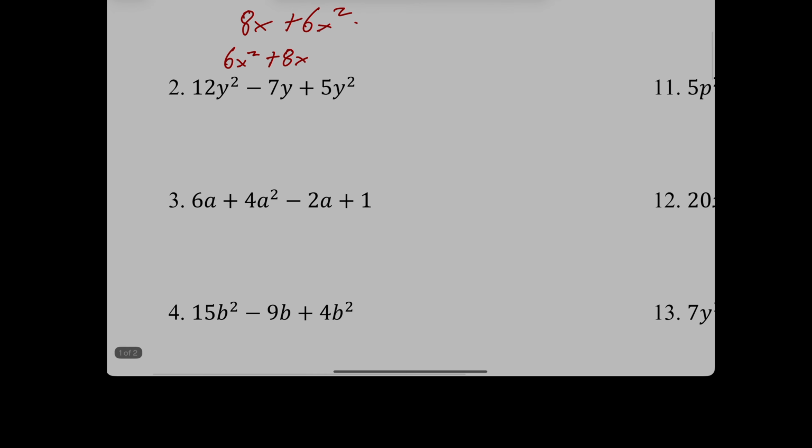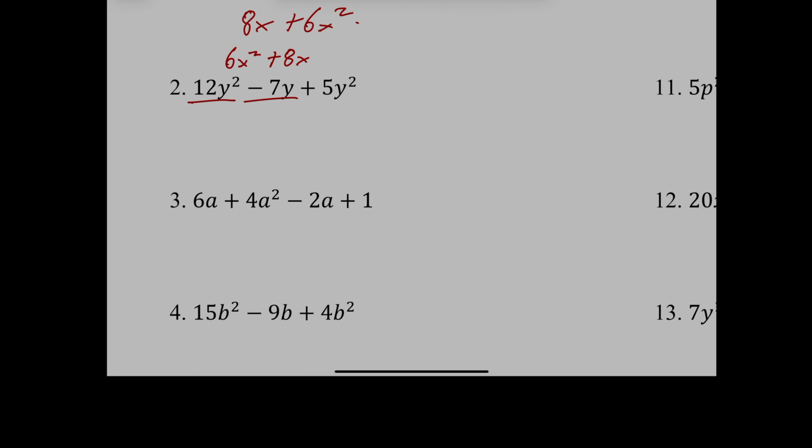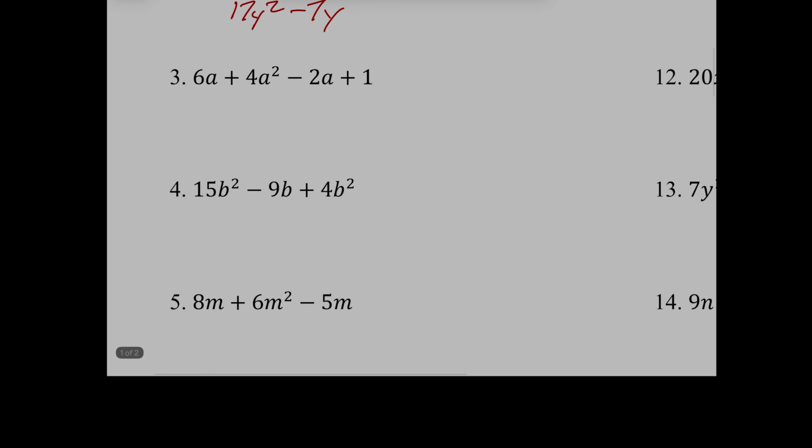Let's go on to number 2. I have a y squared, I have a y, and I have a y squared. Now I look for my underlines to match. 12y squared plus 5y squared is 17y squared. And the y has no friends to combine with, so we just copy him. And I write minus because the minus goes with the 7. Okay?